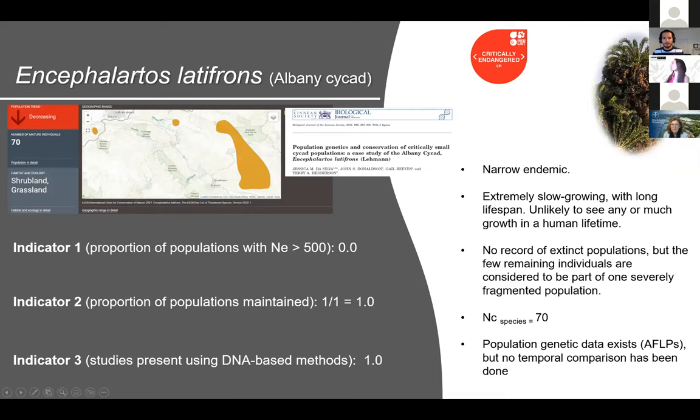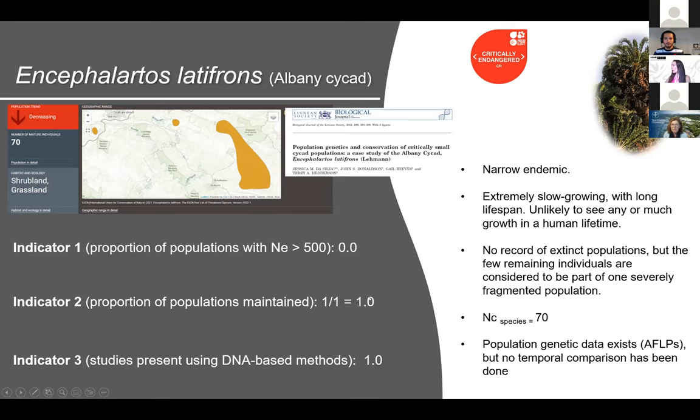Our next species is another critically endangered narrow endemic, the Albany sidecat. There are no records of extinct populations within this group, and a genetic study did find that all remaining individuals are part of a single genetic group population. The census size conducted in 2020 revealed that there are only 70 plants remaining in the wild. And so this is an underestimate. It does not meet the criteria of 500 or 5,000, so it gets a value of zero.